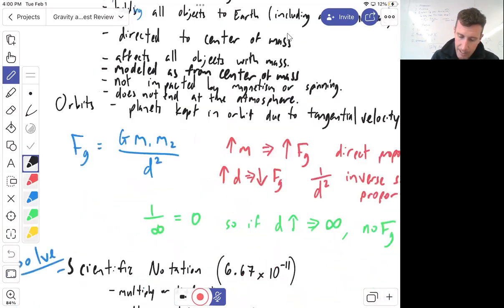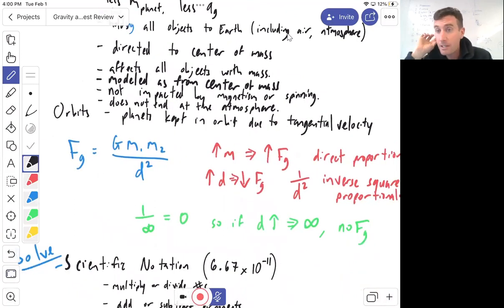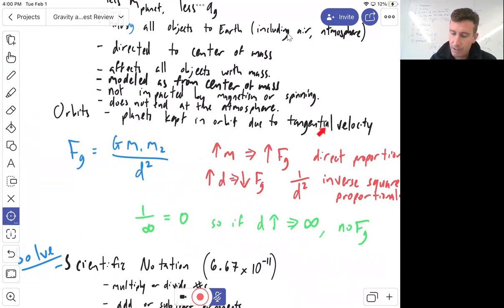orbits are the other piece on this test or quiz. Planets are kept in orbit due to their tangential velocity and the fact that the force of gravity is pulling them towards whatever they're orbiting around. So they are falling towards that object, but never getting any closer because of their tangential velocity. You could think of that tangential velocity as constantly flinging them outwards as the force of gravity is holding them inwards. And that keeps them going in a perfect circle. Actually, not a perfect circle, probably an ellipse, but close enough.